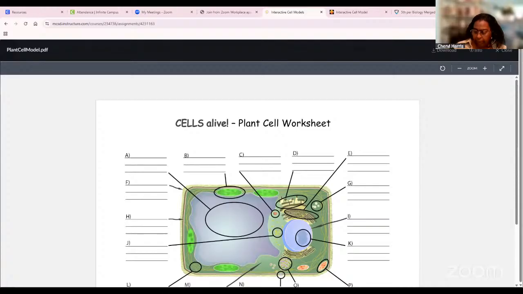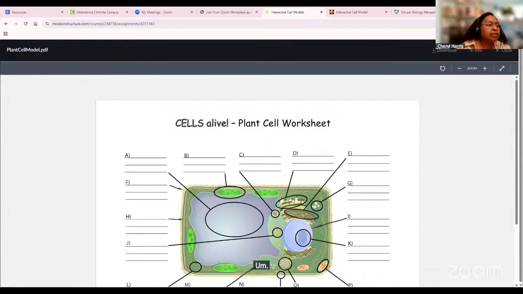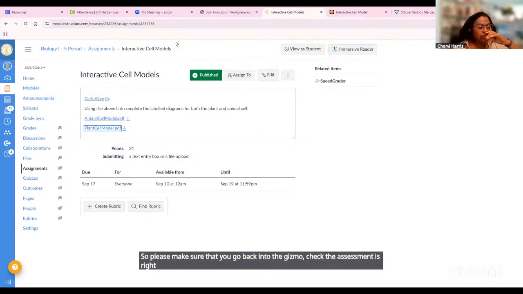All right. And if you haven't done the assessment on the gizmo, please make sure that you've done that. Last time I checked, only 4 people had done the assessment, and that is part of the grade. The grade is the worksheet and the assessment on the gizmo. So please make sure that you go back into the gizmo and check. The assessment is right there. Once you've launched it, let me launch it and show you what I'm talking about.